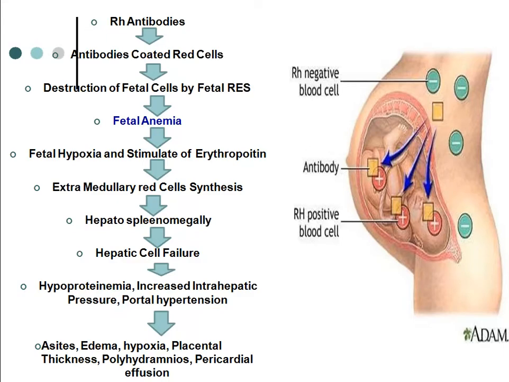Then the placenta is working extra, so the size of the placenta increases. There is generalized edema. The skin is full of water. Then you can see that there may be polyhydramnios. Along with ascites, there can also be a collection of water in the pleura, that is pleural effusion, then pericardial effusion. So all those sacs are filled with water, and the skin is filled with water.